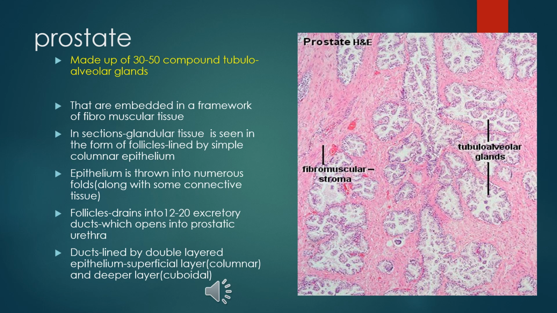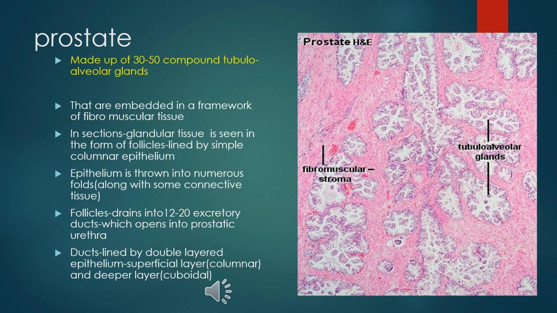Prostate is a gland seen just below the neck of the urinary bladder in males. It consists of two components: one is the glandular component and the other is fibromuscular stroma. The glands are compound tubulo-alveolar glands. There are 30 to 50 compound tubulo-alveolar glands, and these glands are embedded in a framework of fibromuscular tissue.